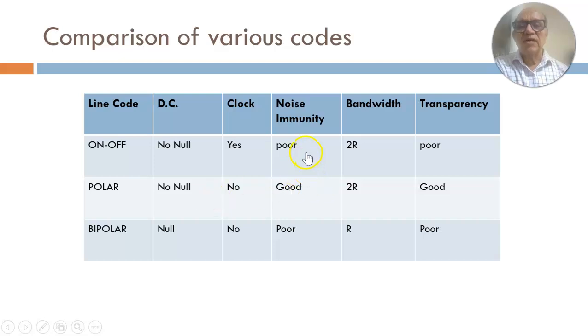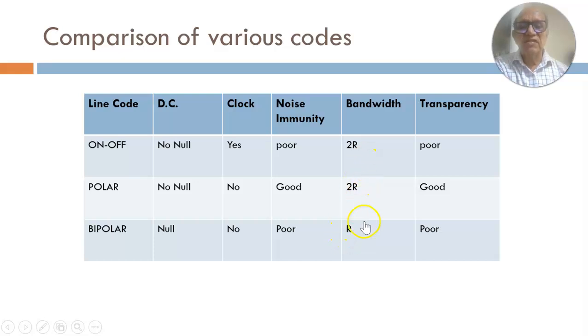What about noise immunity? Noise margins are less here, so noise immunity is poor. In polar, noise margin is good, so noise immunity is good. In bipolar, again, the noise margin is less, so the noise immunity is poor. And we have already studied in the last session that for on-off signaling, the bandwidth required is 2R. For polar also it is 2R. And for bipolar it is R.